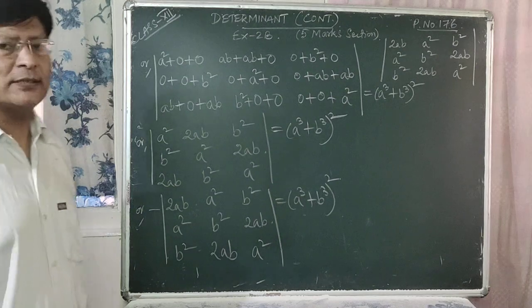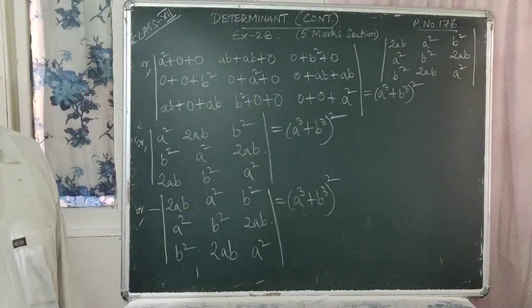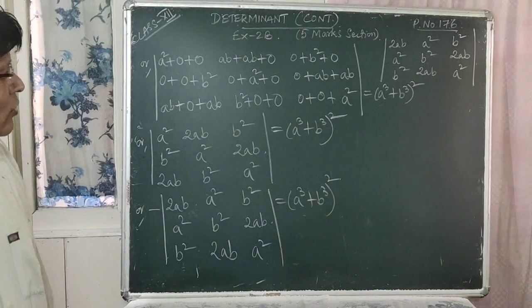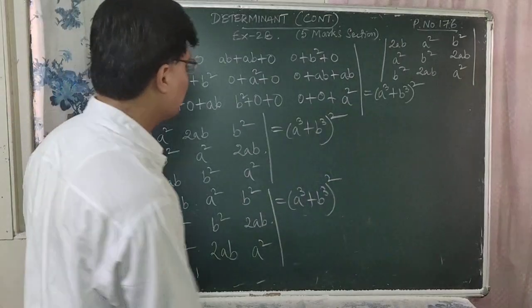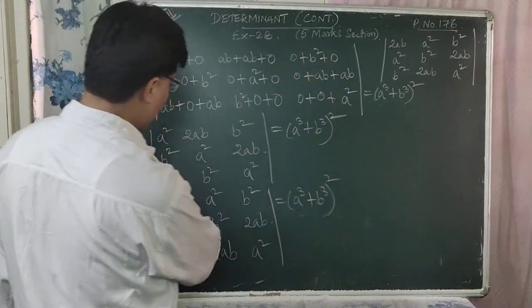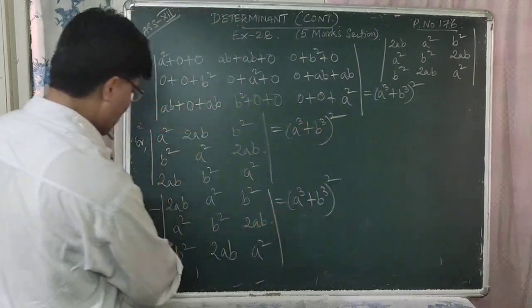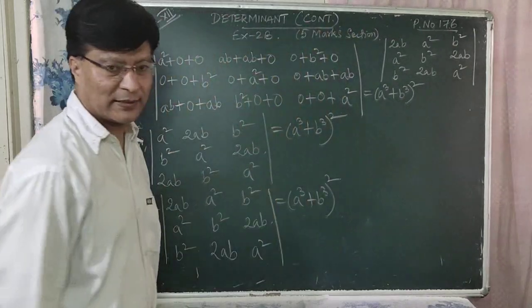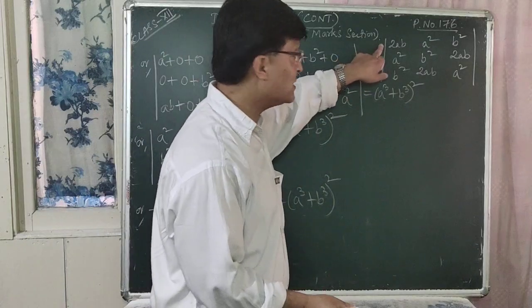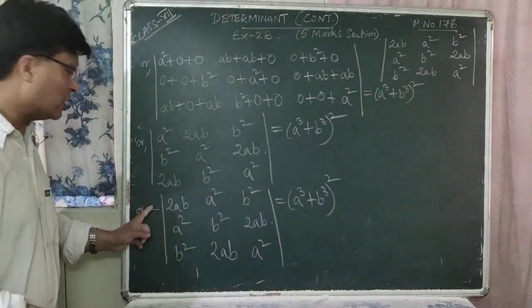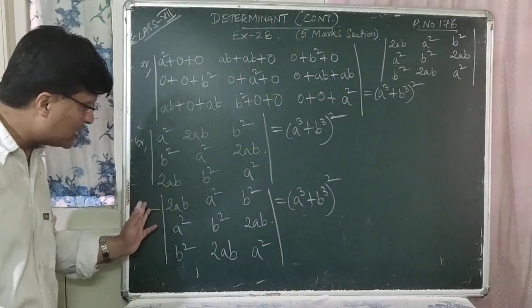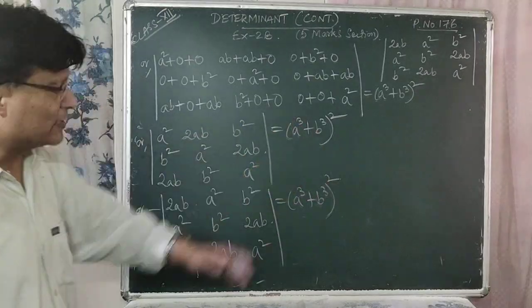So in this case, we have interchanged first column and the second column, right? Now is it correct? First row is correct, 2AB, A square, B square. Second row, A square, B square, 2AB, that is also correct. Third row, B square, 2AB, A square is correct. But in this case, it is positive. But we have got here negative sign. Take this negative sign to the right hand side, you will get the answer.